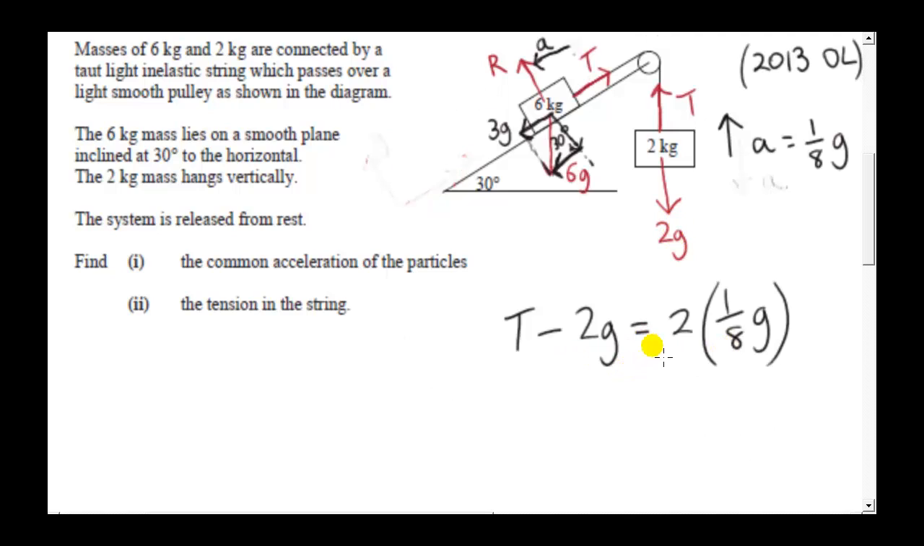Finally, we can get t. If I take upwards as positive for the 2 kilogram mass, that's the direction of the resultant force or the acceleration. The resultant force is t minus 2g. By Newton's second law, that's the mass, which is 2, times the acceleration, which is 1/8 g upwards. So we get t equals 2¼ g newtons.